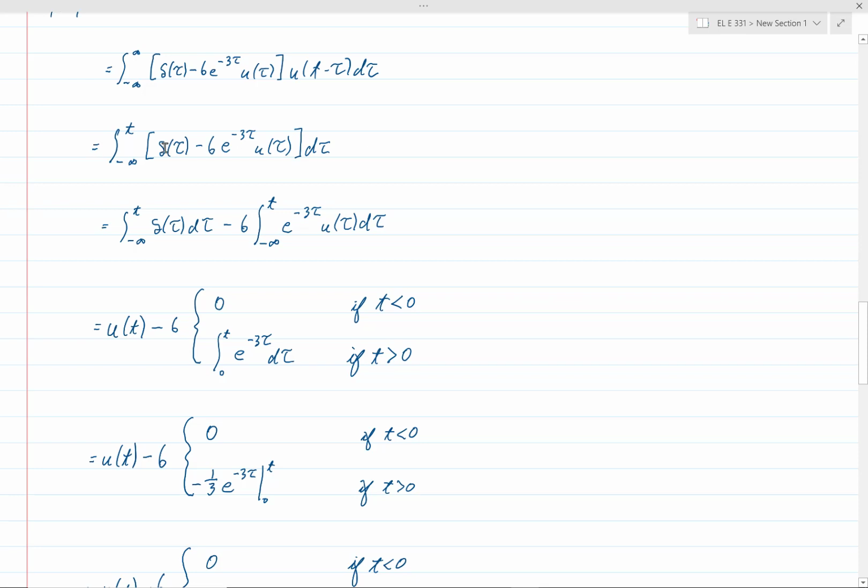Now I'm going to break this up into two integrals. We'll have the integral from negative infinity to t of delta of tau d tau, and then for the second integral I'll pull the minus 6 out, and we have the integral from negative infinity to t of e to the minus 3 tau u of tau d tau. Okay?